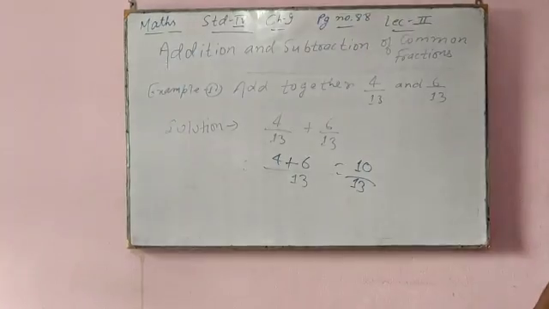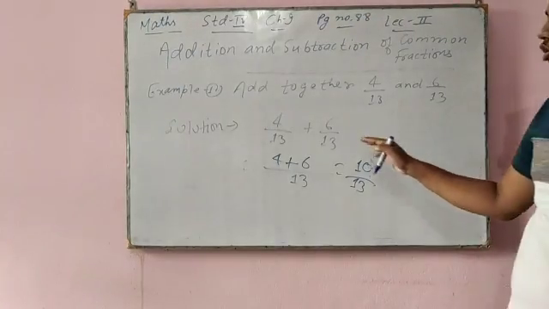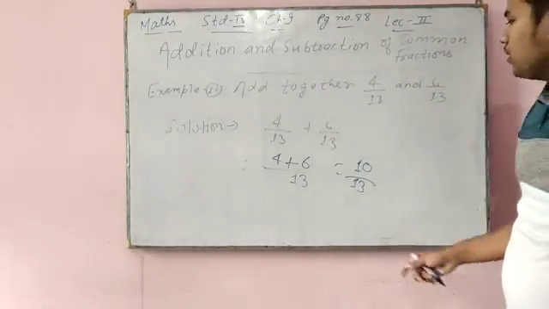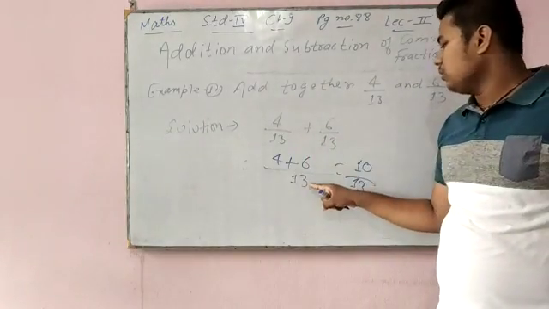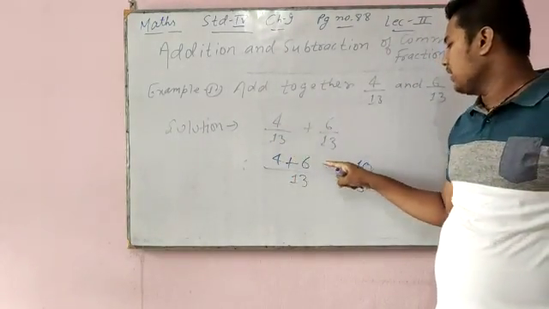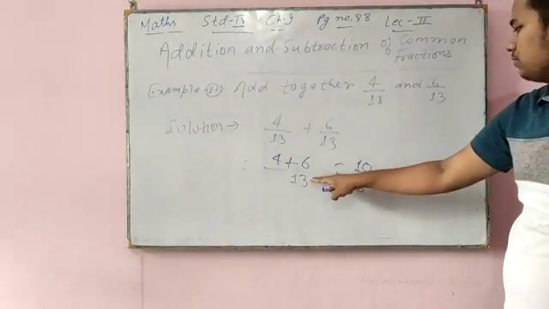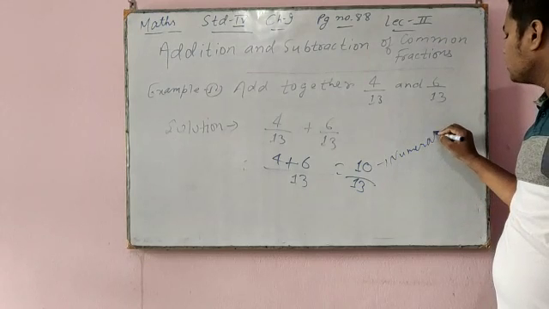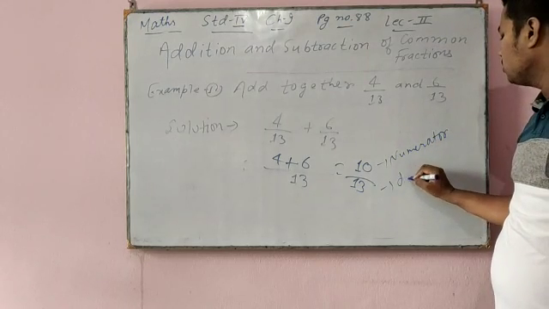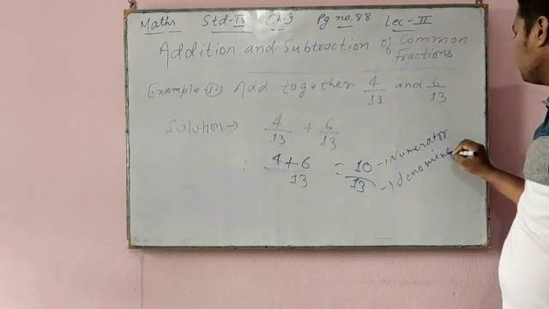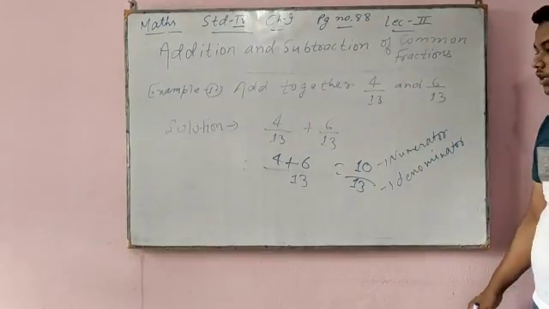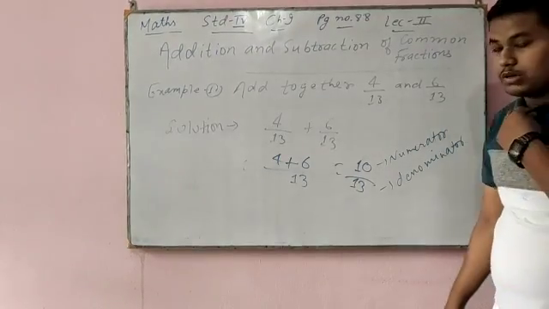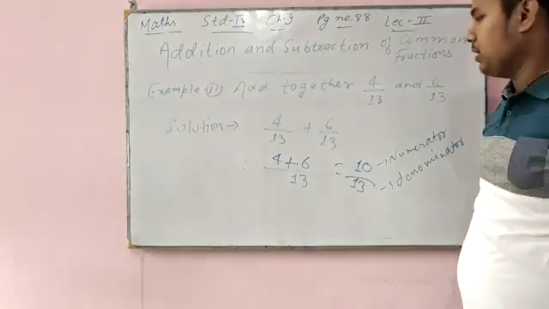But when you find the denominator is different, here we compare denominators, not numerators. When the denominator is the same, whatever denominator there is, just write it here, and whatever numerators are here, 4 plus 6, 10 by 13. This is called the numerator and this is called the denominator. So whenever you find the same denominator, you can use this way. But when you find a different denominator, the method will change.